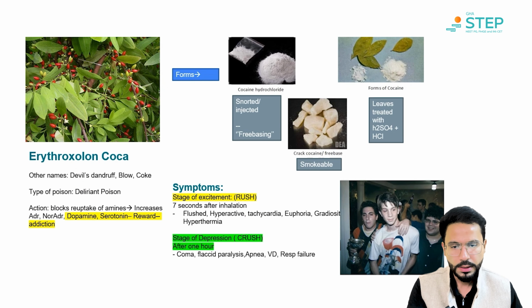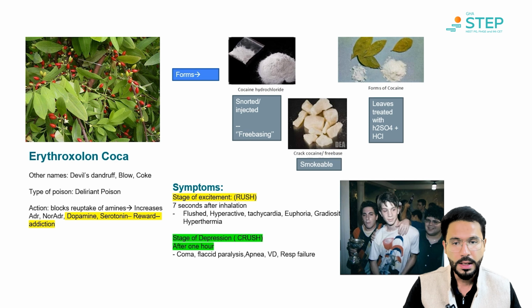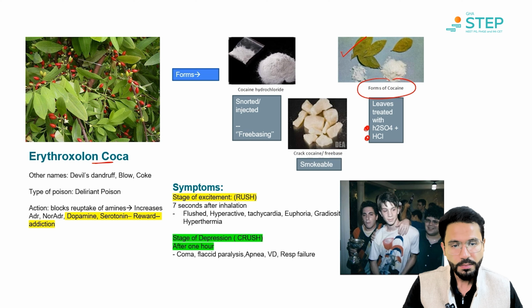So cocaine, the plant is looking like this. If you get this picture in front of you, these red fruits available on such a plant, that is also cocaine, but this plant is known as Erythroxylon coca. Okay, how is cocaine formed from this? The leaves of the coca plant are treated with sulfuric acid and HCl. When they are treated with this, cocaine hydrochloride is formed.